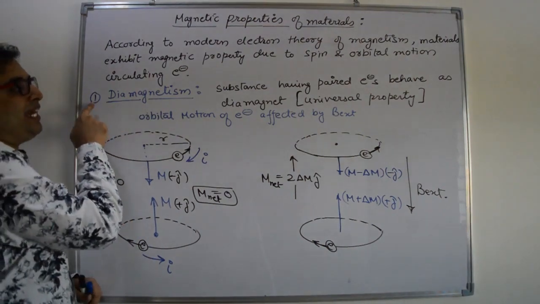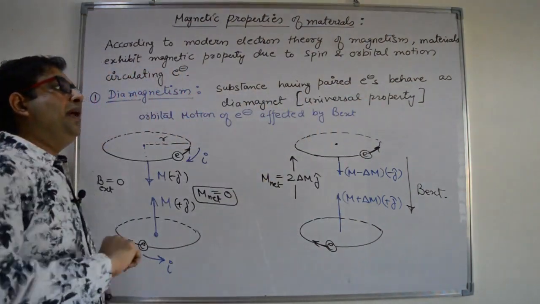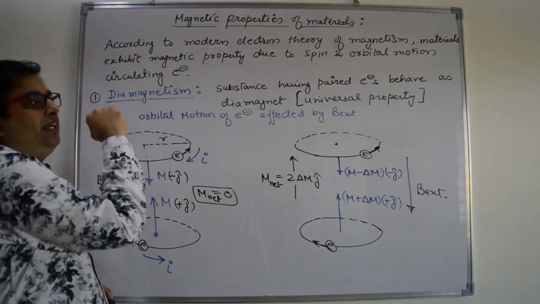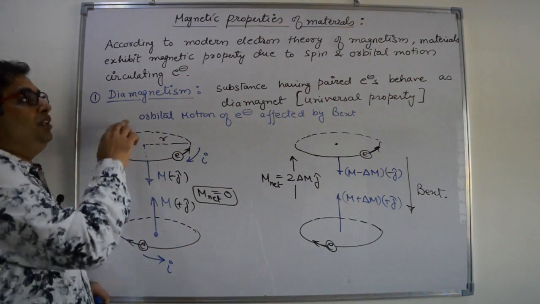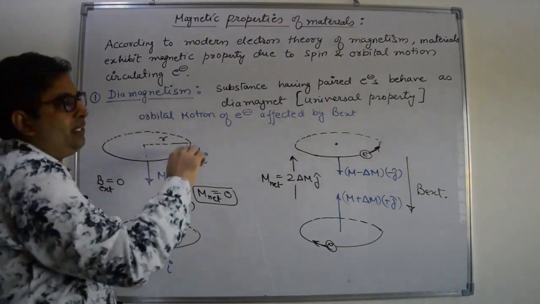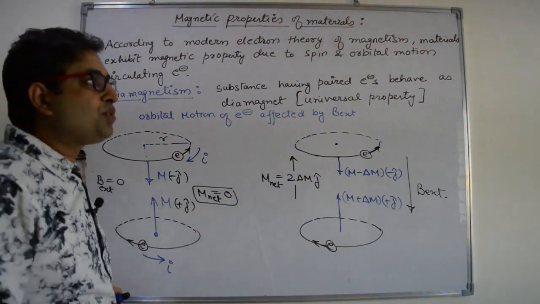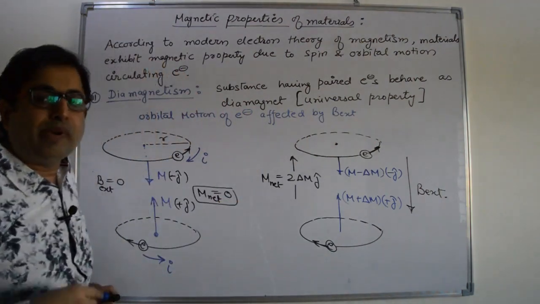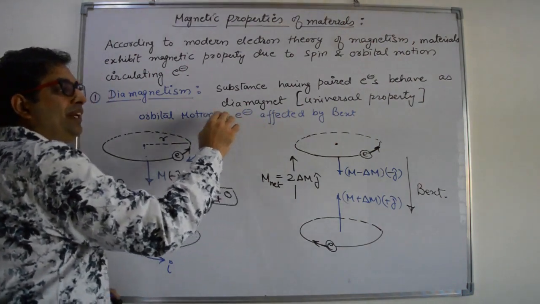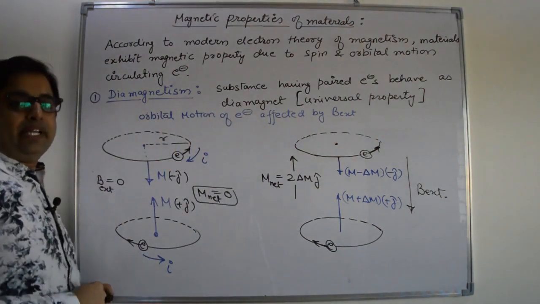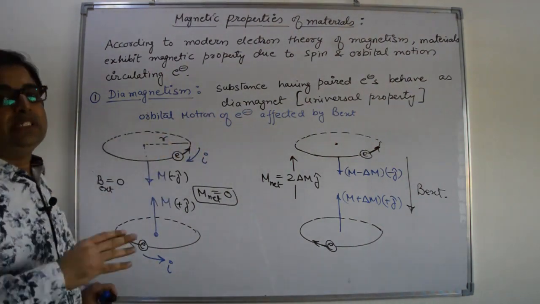First, let us discuss diamagnetism. Substances having paired electrons behave as diamagnets. Materials having paired electrons in their atoms show diamagnetism property, and because almost every atom has paired electrons, this property is universal, shown by all atoms. Here, the orbital motion of the electrons is affected by the external magnetic field. When you apply an external magnetic field, the orbital motion of the electrons will change slightly.